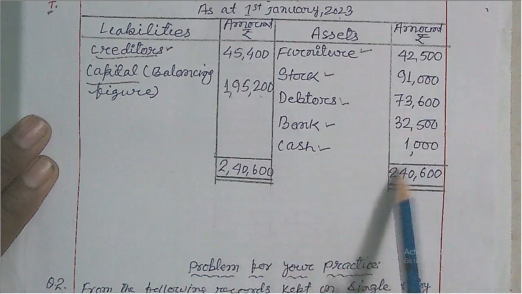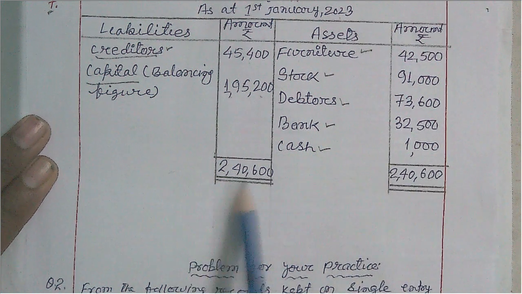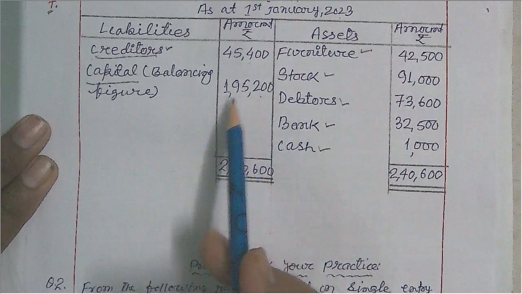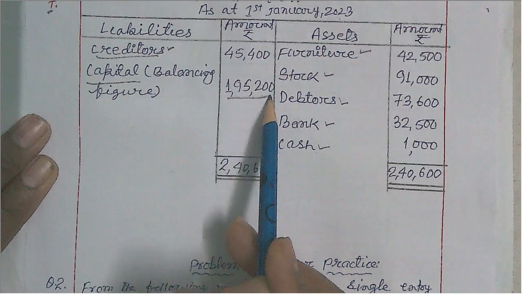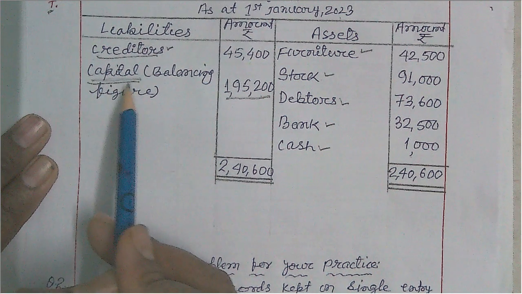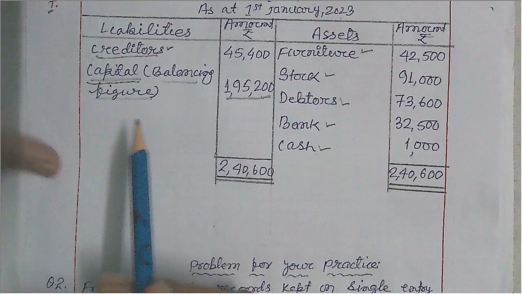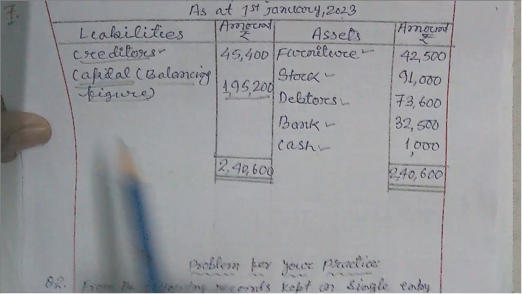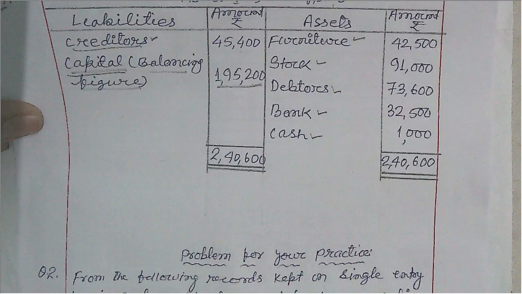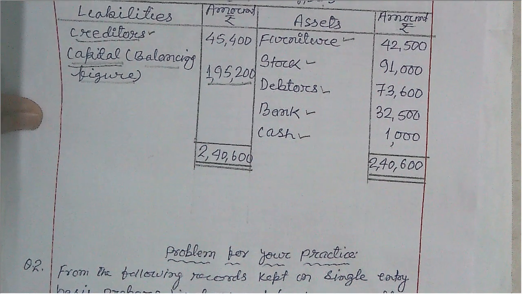So when you total, on the asset side it is 2,40,600. The difference you are getting is 1,95,200, which is your capital balance. It is the opening capital balance, a calculated value, the balancing figure. Okay, so these are the working notes we have to prepare for solving this problem under the conversion method. Here is the solution up to working note number 7. Then we are able to prepare the final account.